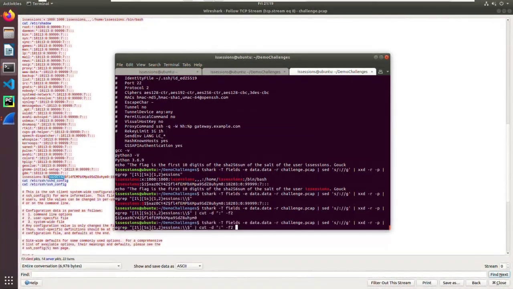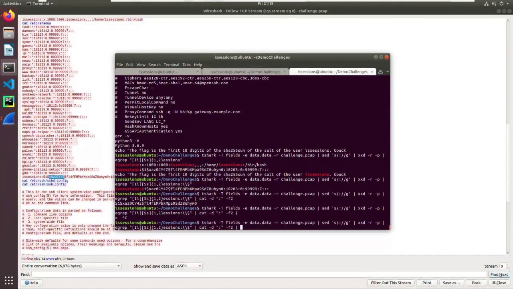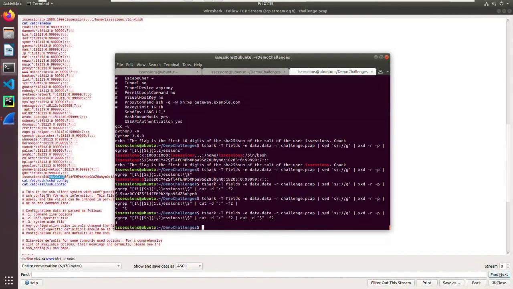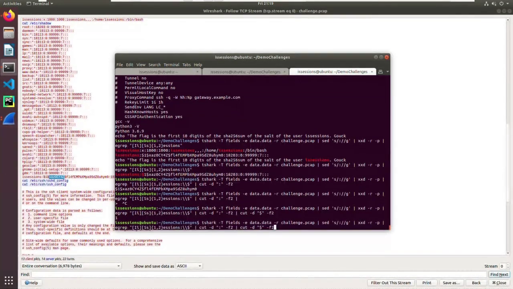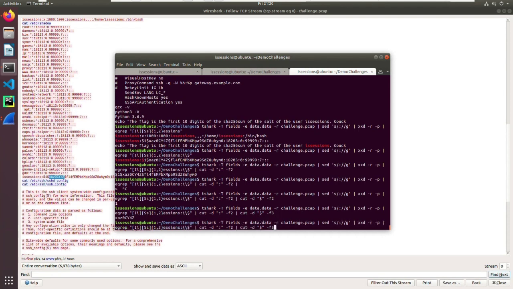So now I probably want to cut again, dash d, and now the delimiter is going to be a dollar sign, and I want field 2. Oh, that didn't work because there's actually a dollar sign at the beginning, right? So right here. So it counts this as field 2, but what I want is actually field 3. I've got the salt.